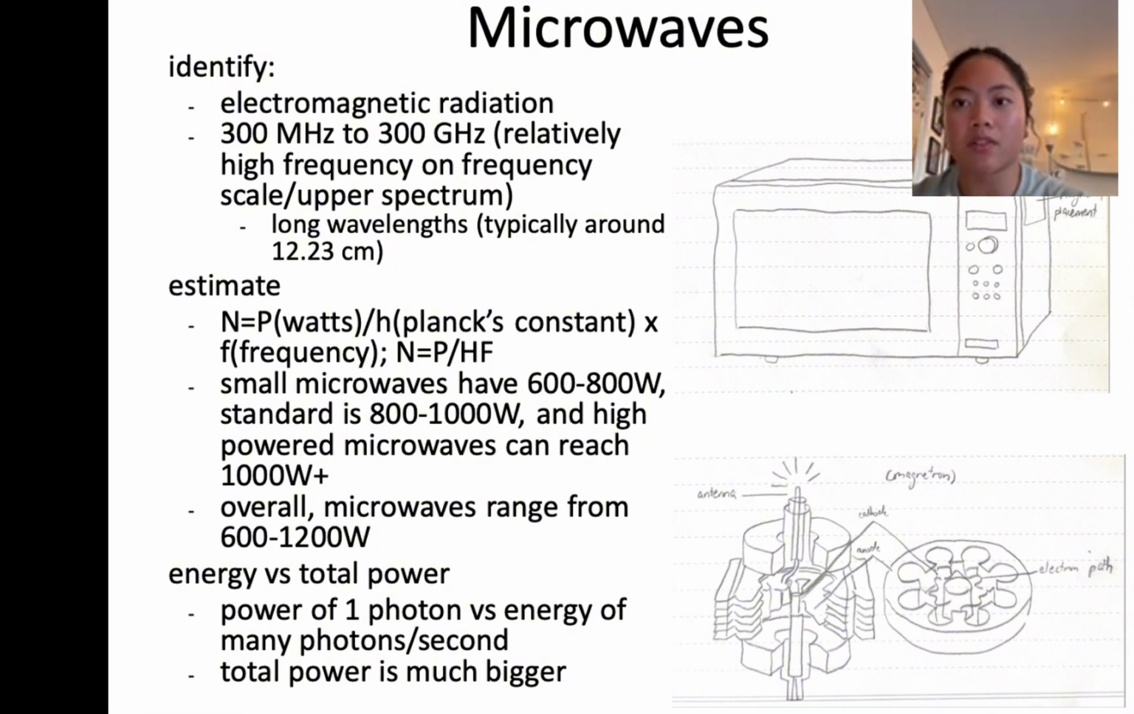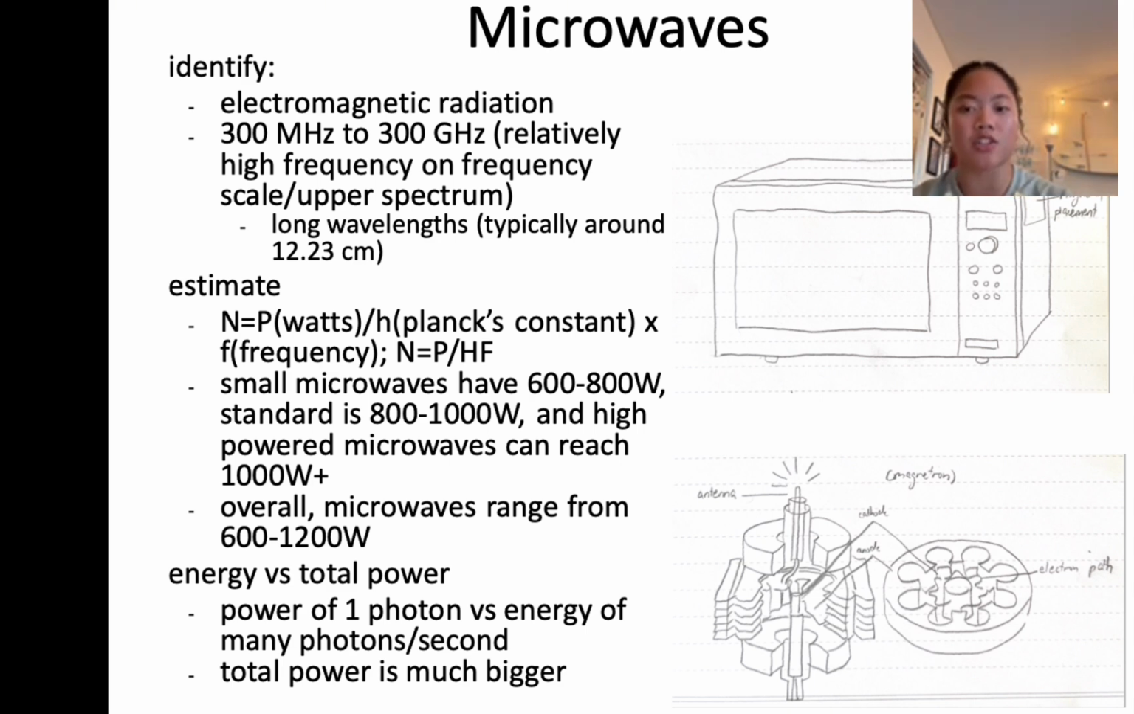They emit long wavelengths, typically around 12.23 centimeters. To estimate the power, you would use the equation N equals P over hf. Small microwaves have around 600 to 800 watts. Standard microwaves have around 800 to 1000 watts. And then high-powered microwaves can reach up to more than 1000 watts. So overall, microwaves range from 600 to 1200 watts.